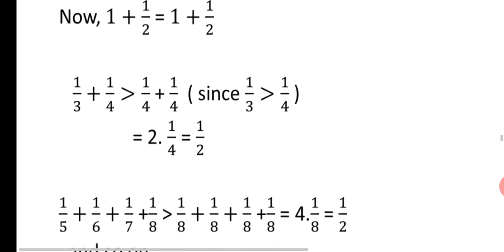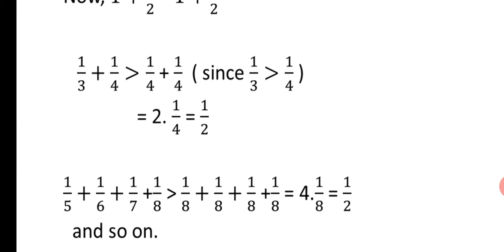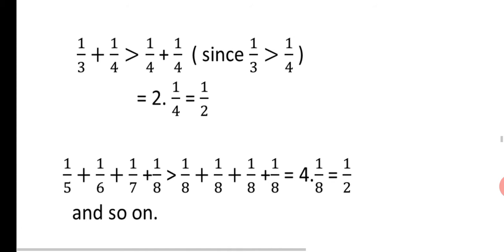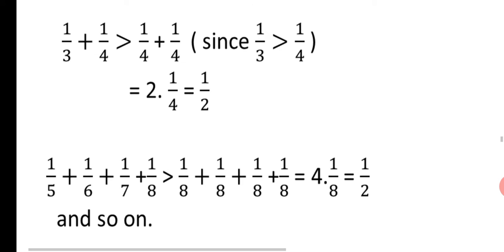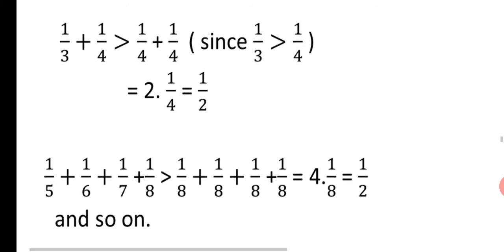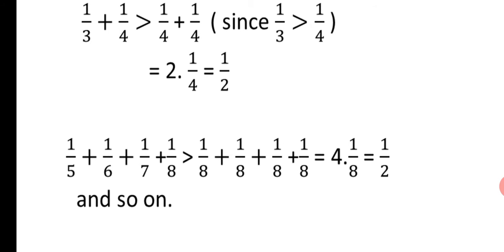Similarly, we choose the fifth, sixth, seventh and eighth terms. 1 by 5 plus 1 by 6 plus 1 by 7 plus 1 by 8 is always greater than 1 by 8 plus 1 by 8 plus 1 by 8 plus 1 by 8. Adding these four terms, we get 4 by 8 is equal to 1 by 2 and so on.